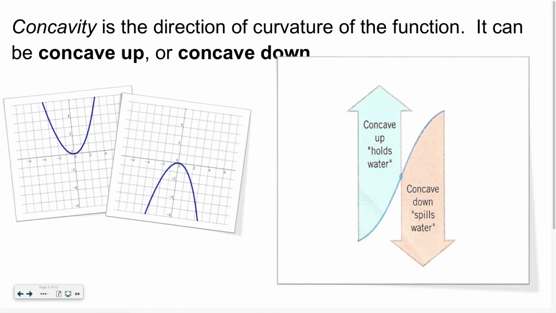Okay? So if you were to put your hand on the curve, would your palm be opening down or would your palm be opening up? Okay? Would the water spill out or would it hold the water? If our slopes are getting bigger, that means we are concave up. If our slopes are getting smaller, we have that concave down.